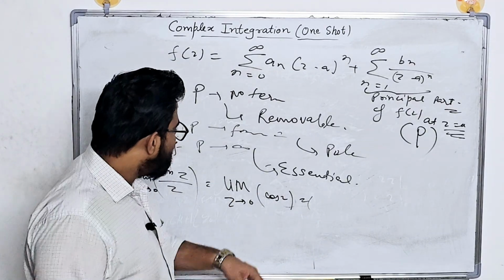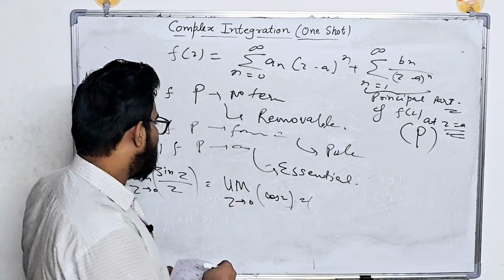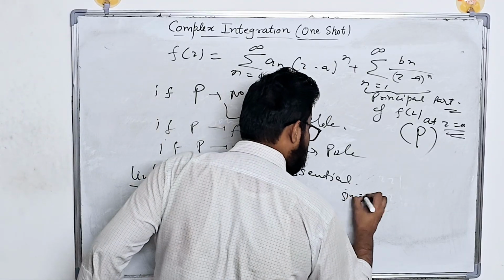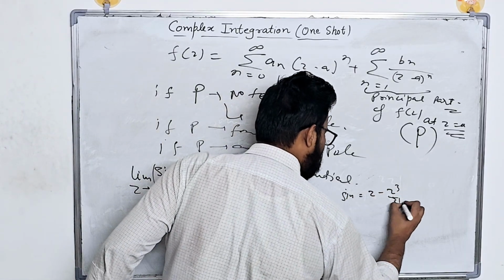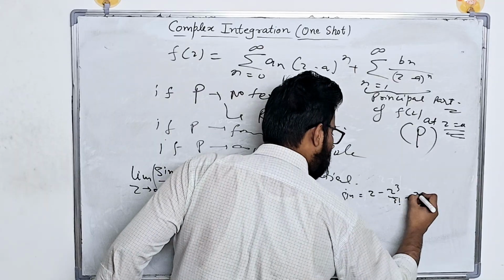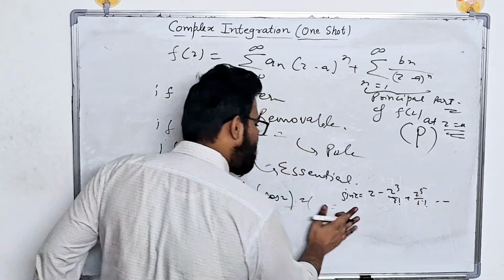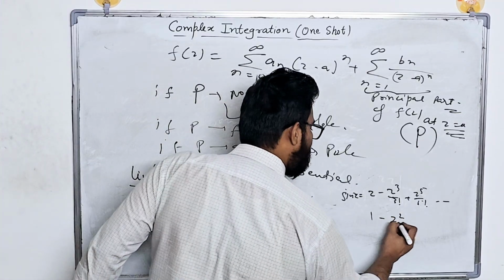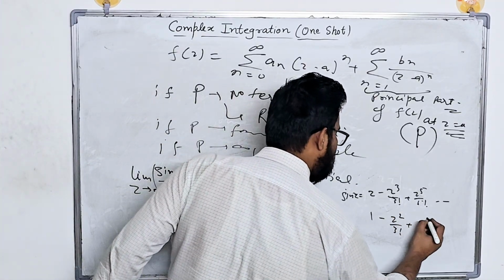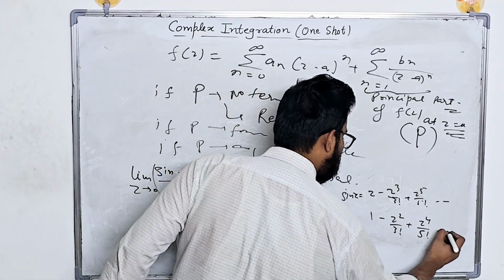And if you want to check it using the principal part, you know that sin z is z minus z cube by 3 factorial plus z raised to the power 5 divided by 5 factorial and so on. Hence sin z by z will be 1 minus z square by 3 factorial plus z raised to the power 4 divided by 5 factorial and so on.